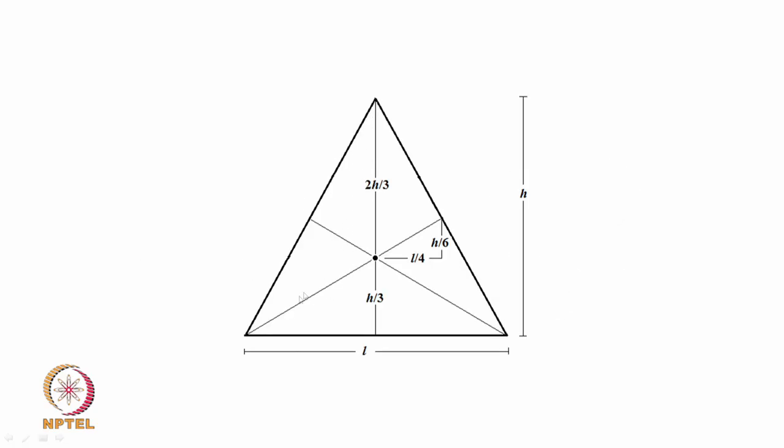So, if you take a triangle here, for an equilateral triangle, the centroid is located from the vertex at 2/3 of the distance, where h is the height and L here is the length of the side. So, this is located at a height of h by 3 from the bottom.